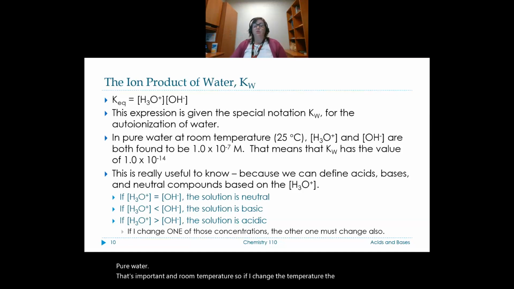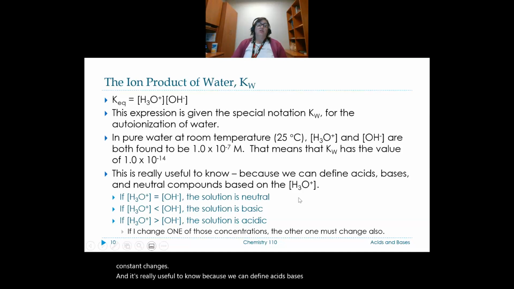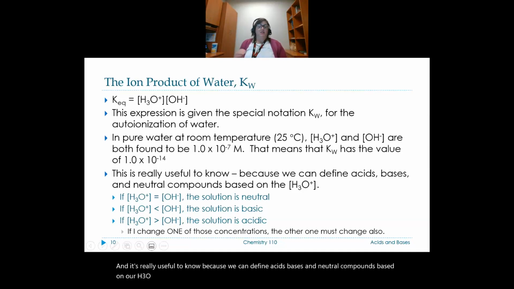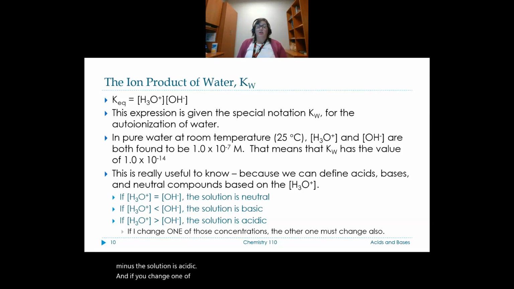All right? And it's really useful to know because we can define acids, bases, and neutral compounds based on their H3O+ concentrations. So if H3O+ equals OH-, that solution is neutral. So I have the same amount of acid as I do base. If H3O+ is less than OH-, the solution is basic. Okay, so if I have less acid than I do base, it's a basic solution. If H3O+ is higher than OH-, the solution is acidic. And if you change one of those concentrations, like if H3O+ goes up, then the OH- has to go down. That's how that works.